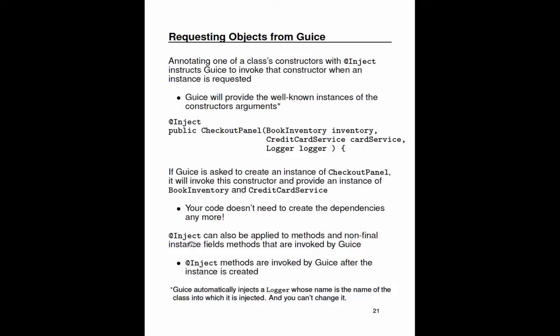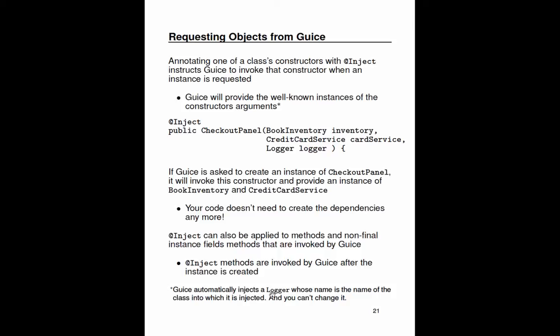Now, you can also use the @inject annotation on methods, and those methods will be invoked right after the class is instantiated, the object is created, or on non-final instance fields, and those will be filled in. Those will be injected again right after the constructor is invoked. My preference is to make the dependencies more explicit, if you will, by making them parameters to the constructor. It also makes it a little easier to test the code outside of Guice, if you need to provide all the dependencies in order to create the object.